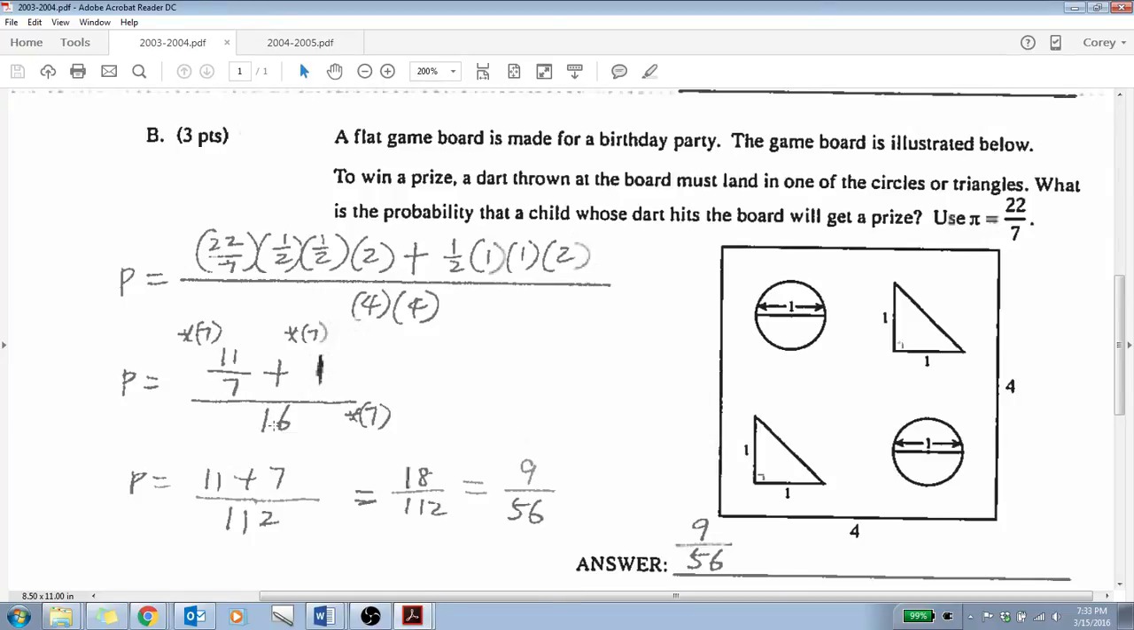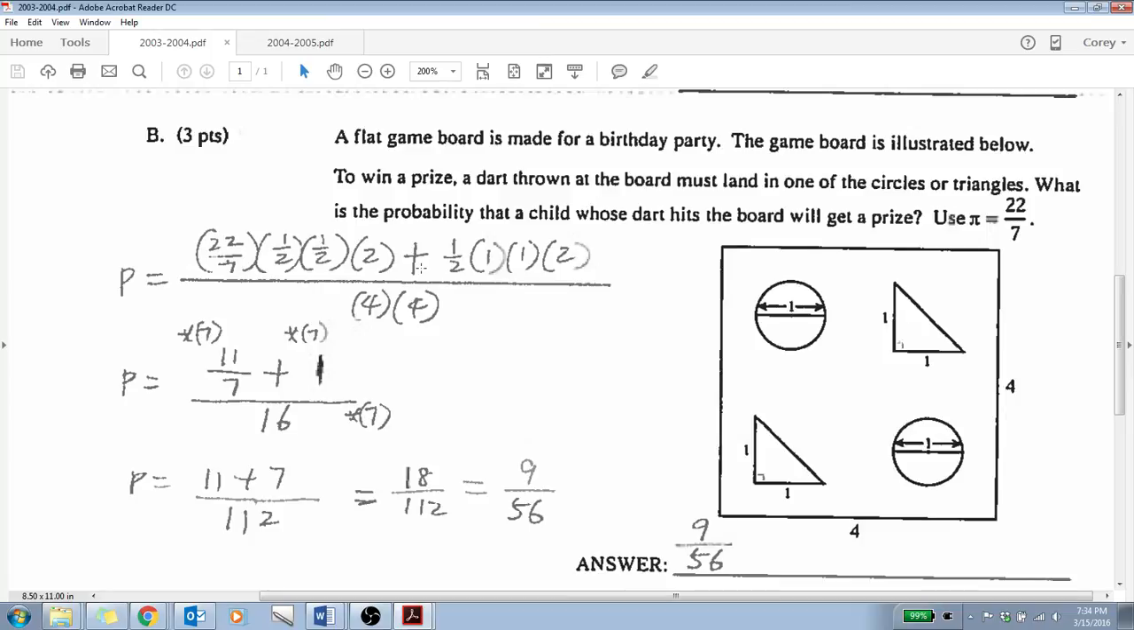Now your favorable is going to be the areas of each of these shapes here. The two circles, which are identical, and then the two triangles, which are also identical. The area of a circle is pi r squared. If the diameter is 1, the radius would be 1/2. So radius squared would be 1/2 times 1/2, which is what we have here. Pi, we said, is 22 over 7. So pi times 1/2 times 1/2. And there are two circles, so I multiply by 2 right here in the numerator.